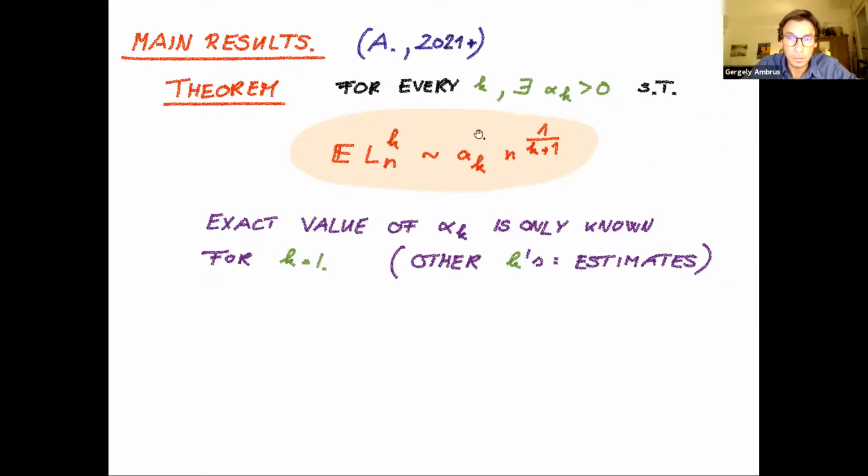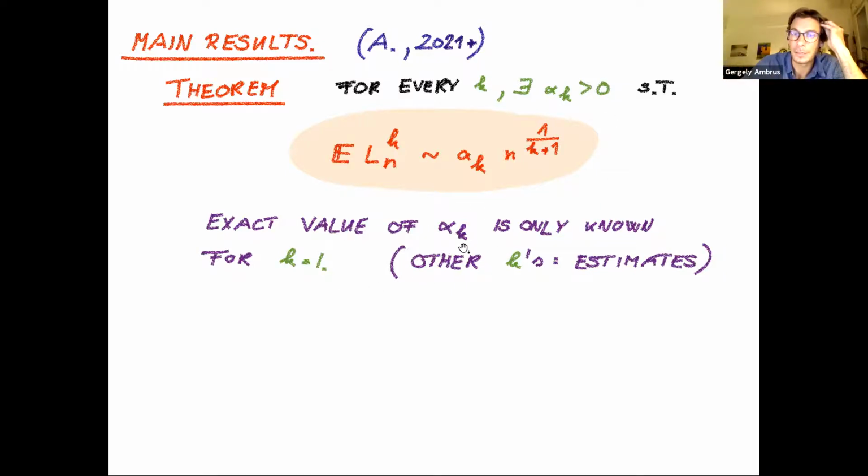And then here is the main result. The pattern continues. For L_n^1, the order of magnitude was alpha times square root of n. For L_n^2, it was some constant times n to the 1/3. And it turns out, and it's a really beautiful fact, that the expectation of L_n^k will be a constant times n to the 1 over k plus 1. So this 1/2, 1/3 sequence continues, 1/4, 1/5, and so on.